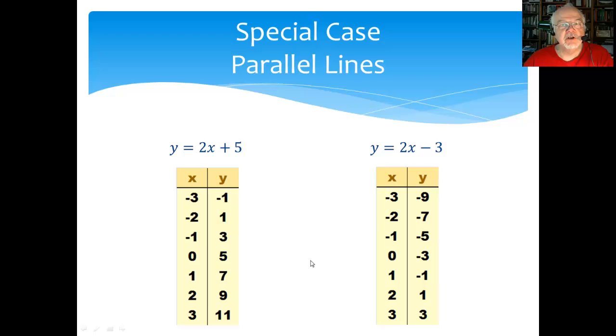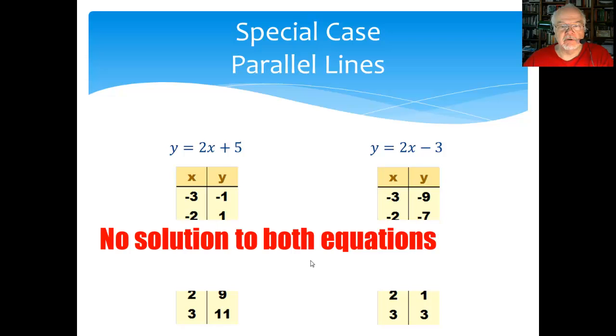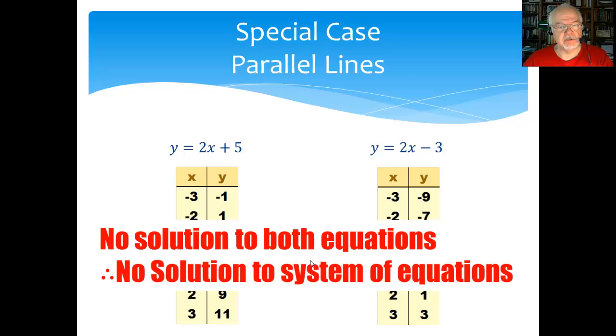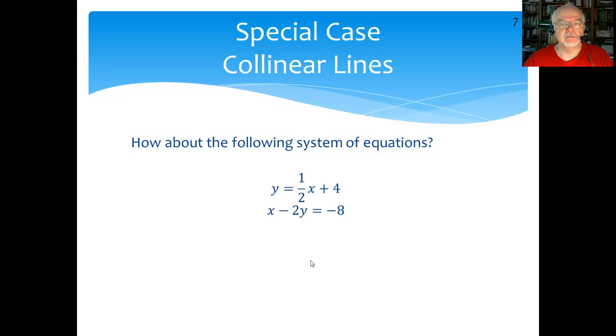So there is no one x value that I can put in that's going to get the same y value out. Since there's no way I can simultaneously solve both of these equations, there is no one point that's going to satisfy both equations. Then there's no solution to this system of equations.